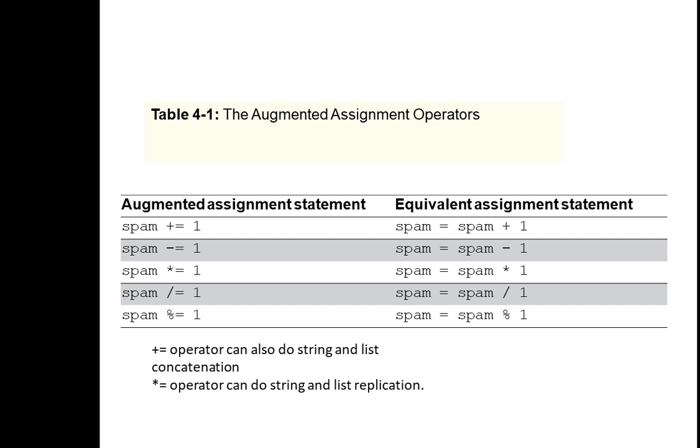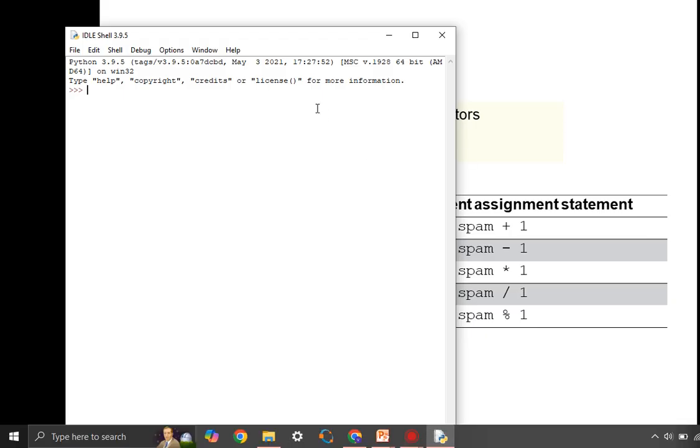Similarly, we have different augmented assignment operators. This is for addition, and for subtraction we have minus equal to. For multiplication it is star equal to. For division it is slash equal to, and for finding the remainder it is percentage equal to. So let's see examples of this in the IDLE screen.